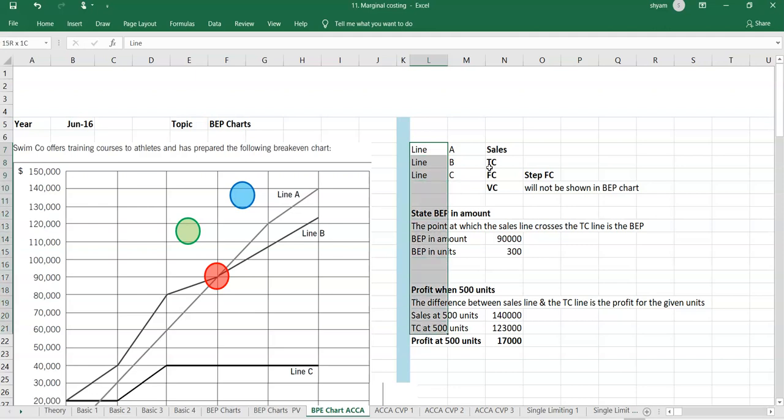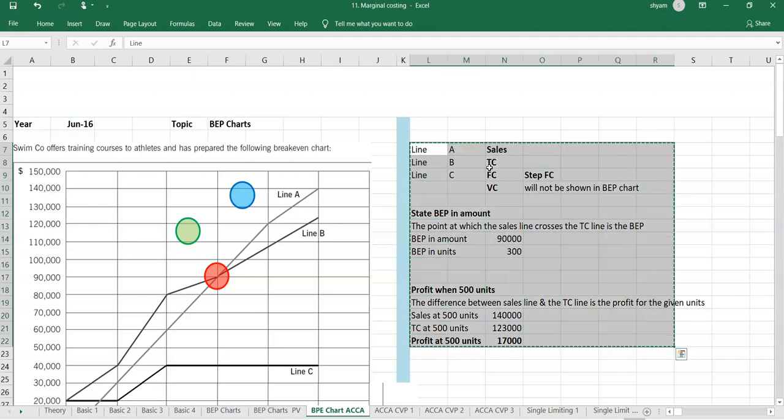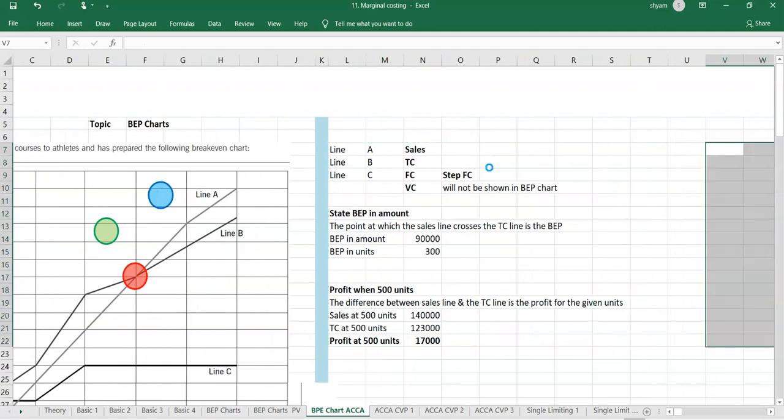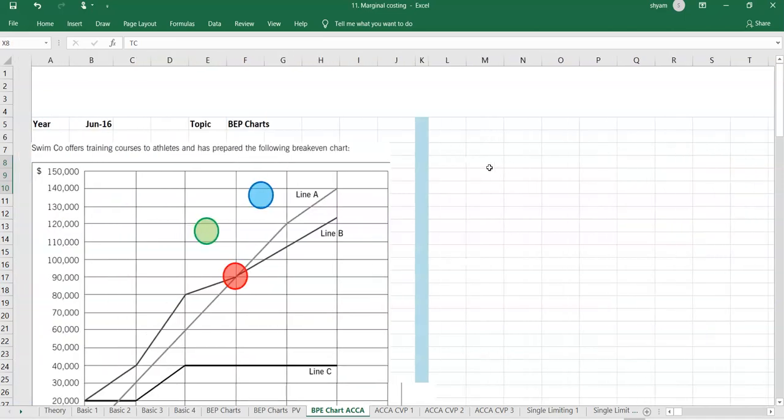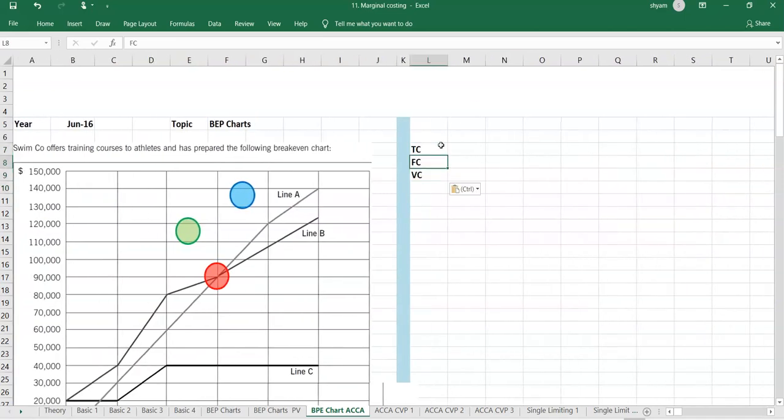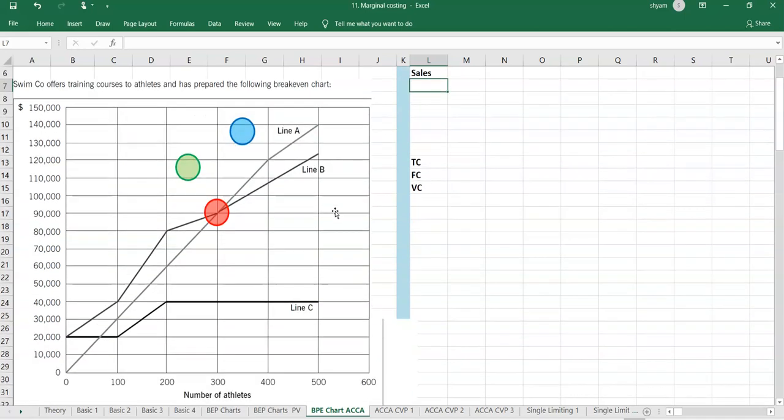So we'll move all this away and we'll take them later. So first we'll see how sales behaves. So sales, if you see, it is a straight line. Okay, it is a straight line. It means the price is almost kept the same, irrespective of the units.